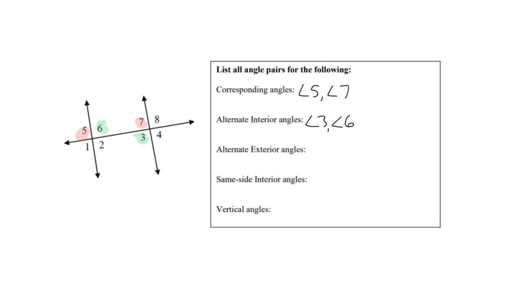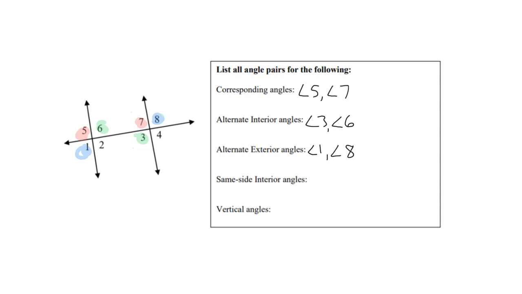Then alternate exterior angles. Let's pick 8, which is on the exterior, right? 8 is in the exterior. And what is an alternate exterior angle? Well, again, different sides of the transversal on the outside. So it needs to be over here, angle 1. So angle 1 and angle 8 are an alternate exterior angle pair.